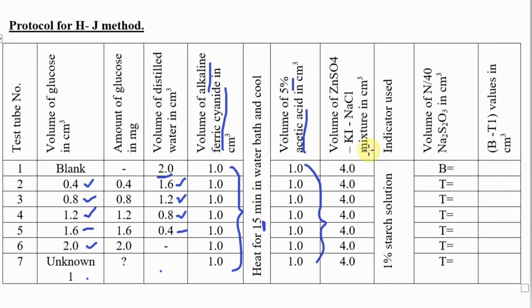When you are about to add the zinc sulfate, potassium iodide, sodium chloride solution, make sure you add 4 ml of the solution to the first test tube and then titrate that first. Don't add the 4 ml of zinc sulfate, potassium iodide, sodium chloride solution to all the test tubes at once. You need to add it to one test tube at a time, when you are about to titrate it.